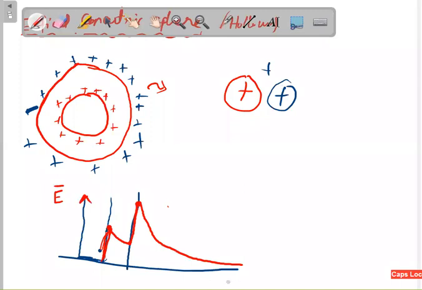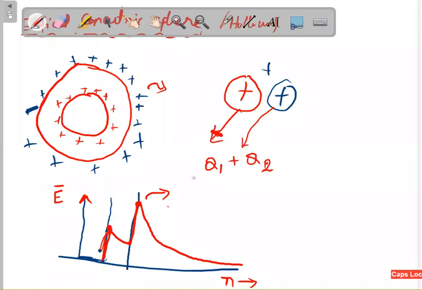This is the radius. What is this value exactly? This value is, say, q1 and q2. Q1 means the charge contributed by the first circle, and q2 means the charge contributed by the second circle.